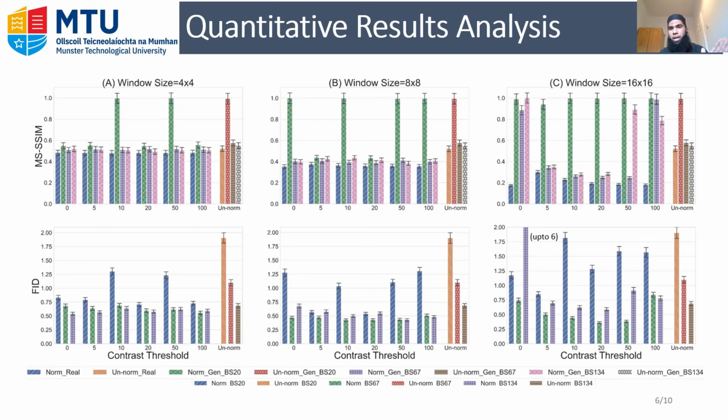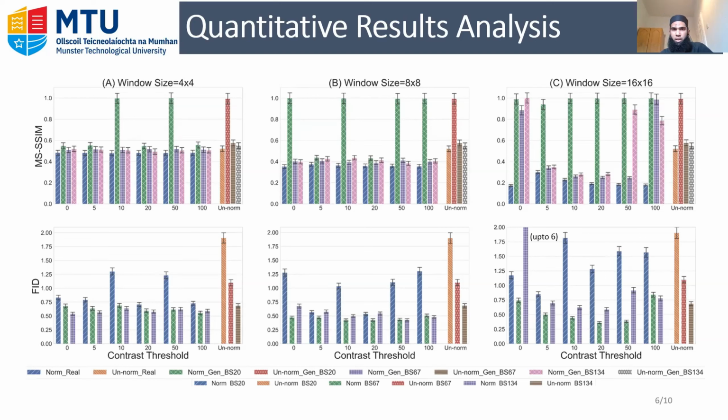And we see that by increasing the window size, the feature information of the X-ray image is degraded. That's why we stopped at the window size 16x16. We visually inspected the higher window sizes as well, 32x32 and so on, but they degraded the image information. And we also use contrast thresholds of 0, 5, 10, 20, 50, 100. And we compared all these performances with respect to the unnormalized images.